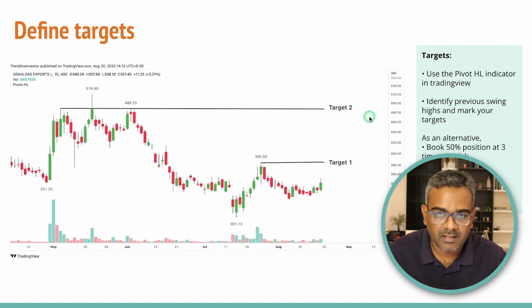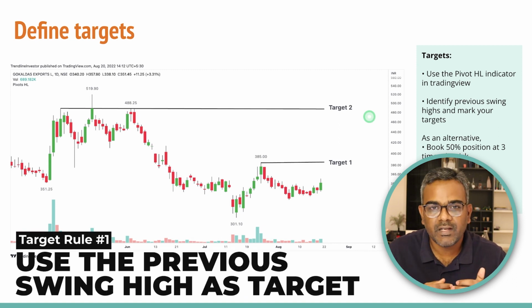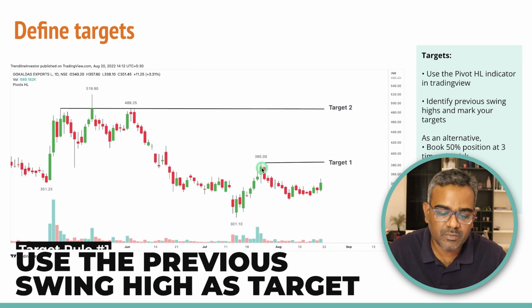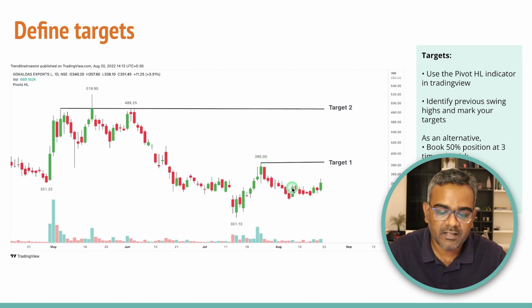Next is how you define targets. Now for targets, I always have a simple rule. Look at the previous swing highs, right? Now this was the previous swing high we entered here, and this is the previous swing high. So that should be your first target if you're a swing trader. And then look at the previous swing high. You can also take this as a point here, but you can consider that as target 2, or you can consider that previous high as target 3, right? Or target 2, however you want. Since this is very close, I don't want to consider this as target 2. So that's why I consider this as target 2, right?